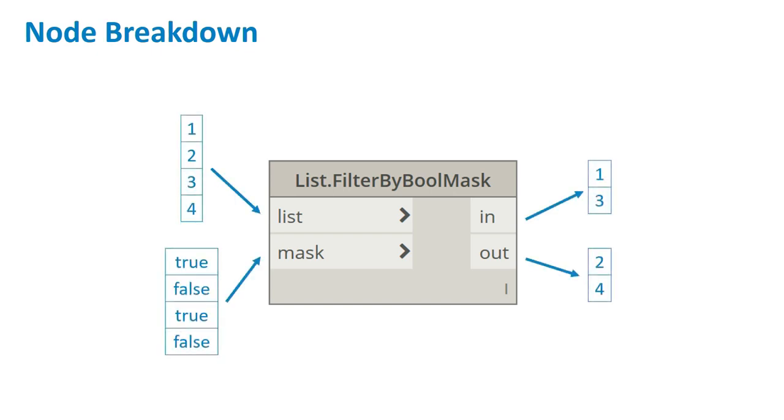So I'll show you a quick example. If I have 1, 2, 3, 4 and true, false, I'm going to have 1 and 3 in, and 2 and 4 out, matching up with this Boolean mask. Simple enough?